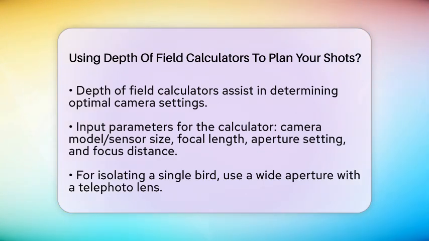When it comes to bird photography, using depth of field effectively can make a big difference. For instance, if you want to isolate a single bird, use a wide aperture with a telephoto lens. This will blur the background and draw attention to your subject. However, if you are photographing a flock of birds, consider using a smaller aperture. This will help ensure that more birds are in focus, especially if they are spread out.